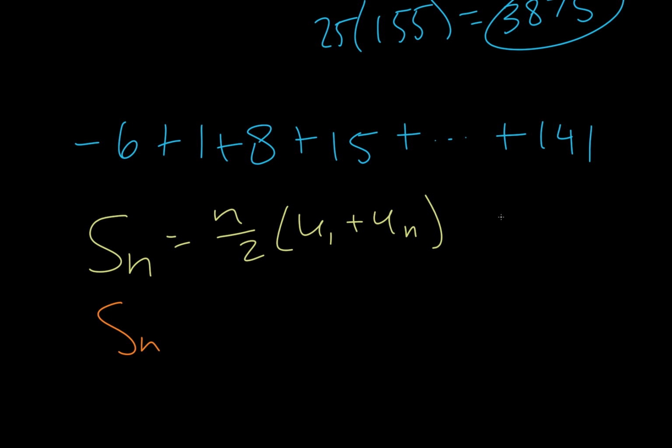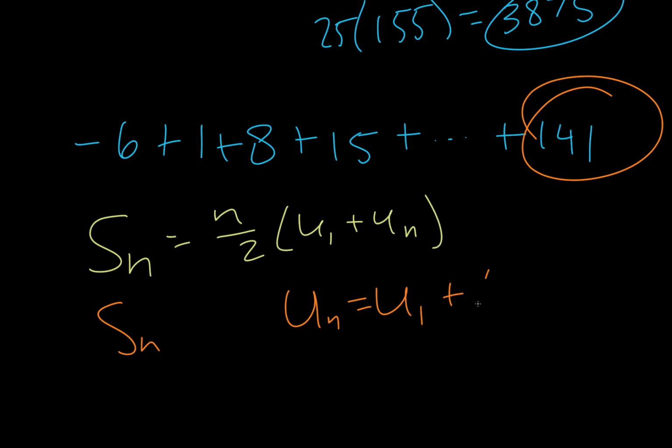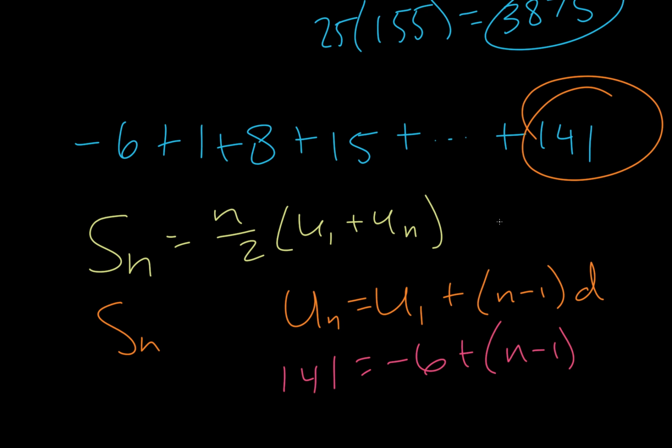So we're also going to try to figure out what n is using something we learned in a previous video, which I'll just write out. So we know that u sub n is equal to u sub 1 plus n minus 1 times d. In this case, our last term is 141. Our first term is -6. We don't know n. And then our common difference, we're adding 7 each time we go. So that's 7.